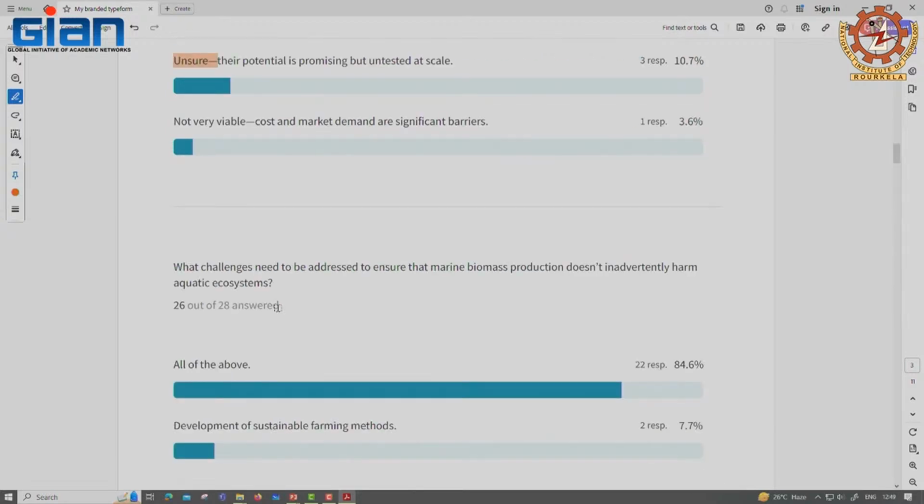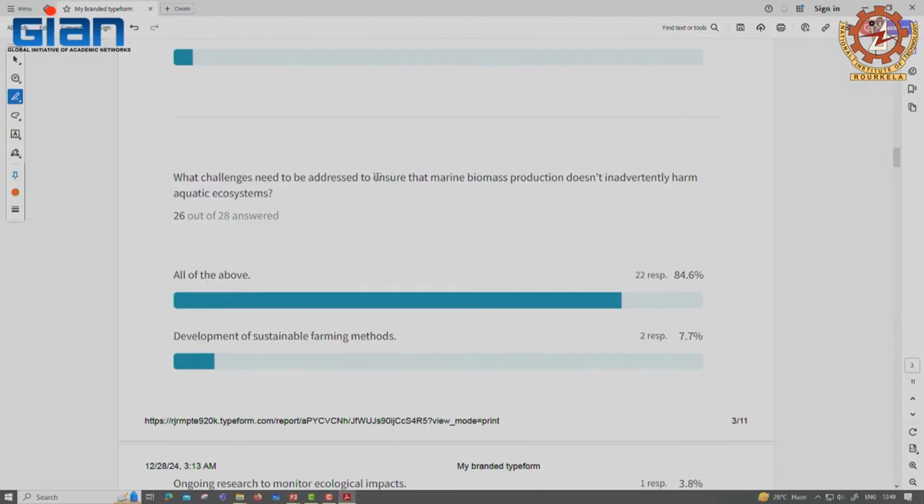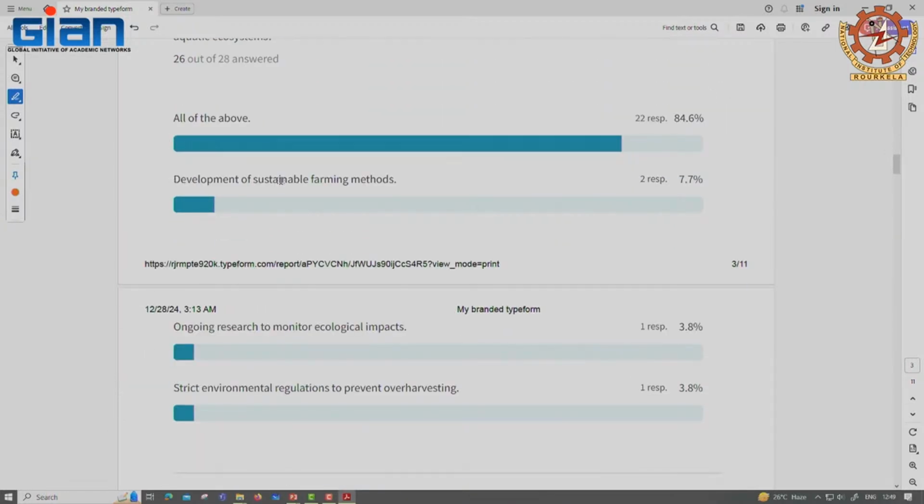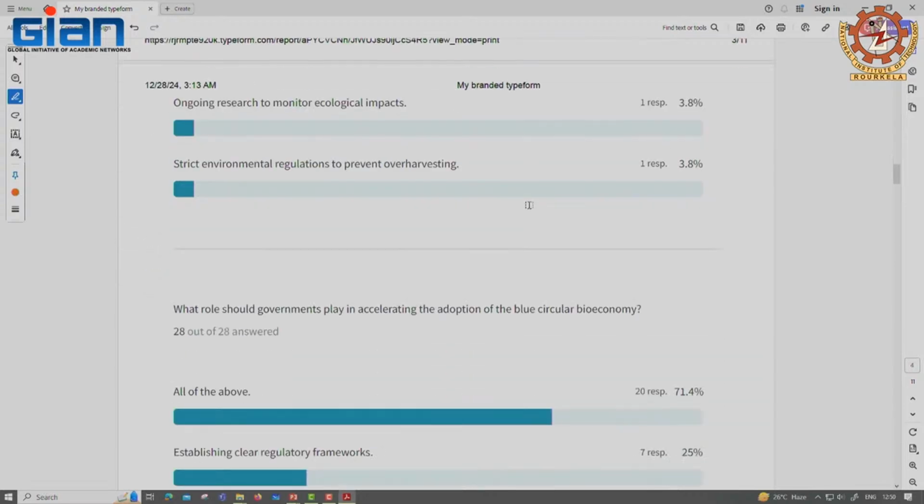Then, what challenges need to be addressed to ensure that marine biomass production doesn't inadvertently harm aquatic ecosystems? Develop sustainable farming models, that is production, that's good. Ongoing research to monitor ecological impact and strict environmental regulation. These were the individual answers and you answered all of the above. So that is again a good thing.